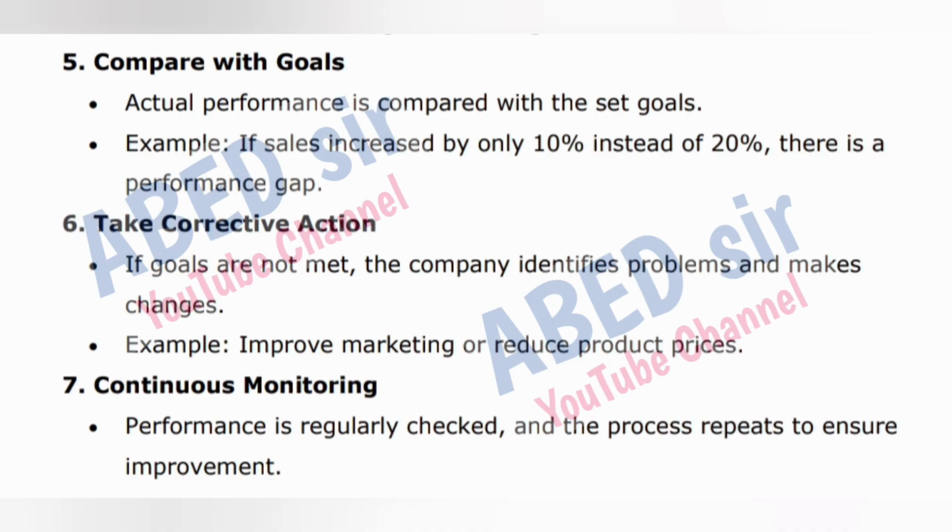6. Take corrective action. If goals are not met, the company identifies problems and makes changes. Example, improve marketing or reduce product prices. 7. Continuous monitoring. Performance is regularly checked and the process repeats to ensure improvement.